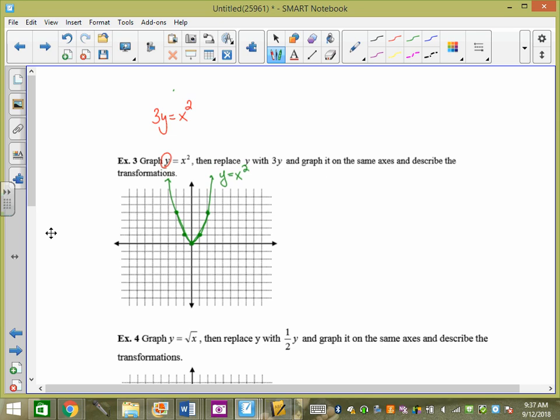What do I always want to do? Get y by itself. So how do I get rid of that 3? Dividing by 3 or multiplying by what? 1/3. So I get y equals 1/3 x squared.